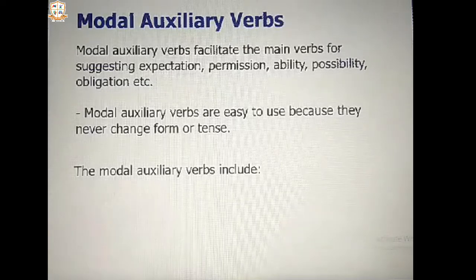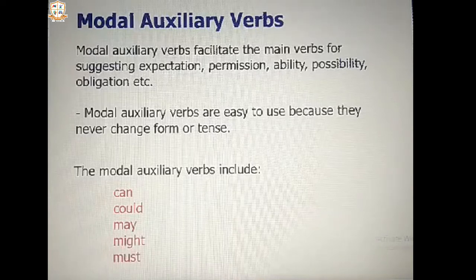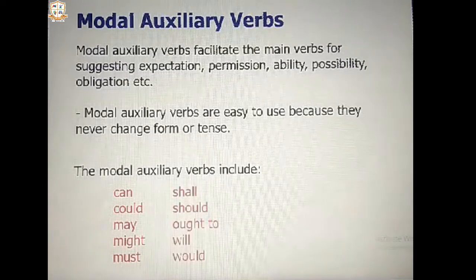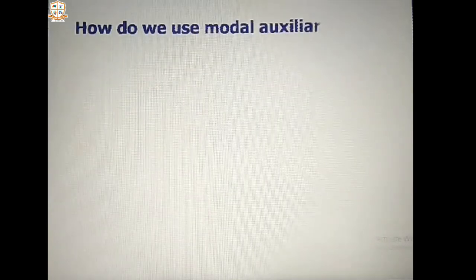Today I will introduce you to some common modal auxiliaries: can, could, may, might, must, shall, should, ought to, will, would. Let's read the sentences below to know about the different expressions that we make by using modals.